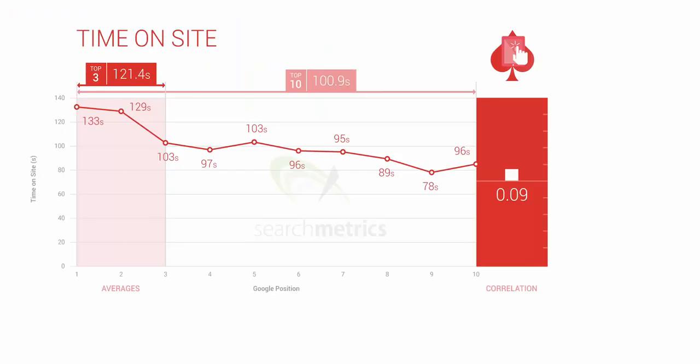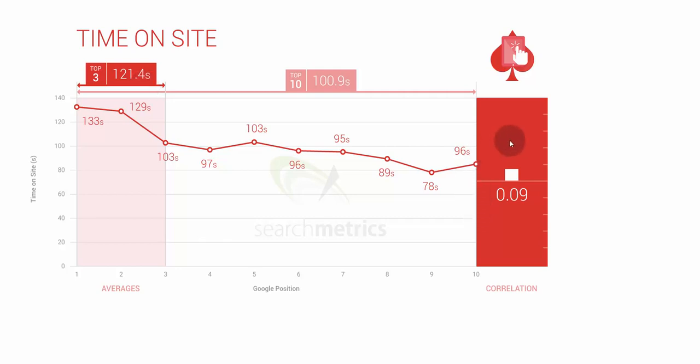Now let's come to the research. Here the average time on site for the top 3 search results is 121 seconds. This 121 seconds doesn't mean time spent on a page. It is the time spent on the entire site, so it could be divided between multiple pages. And the time on site for the top 10 search results is 100 seconds on average, which is a significant difference of around 20 to 21 seconds.